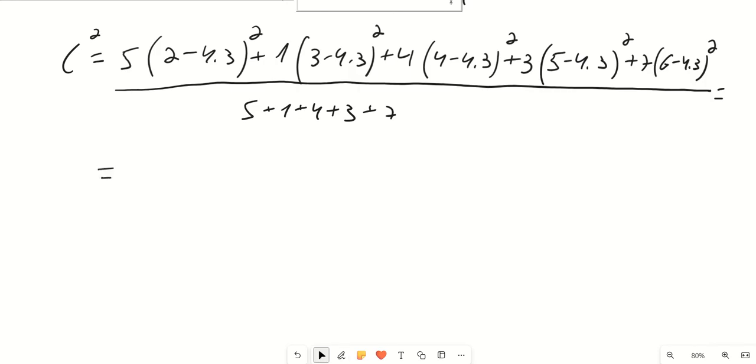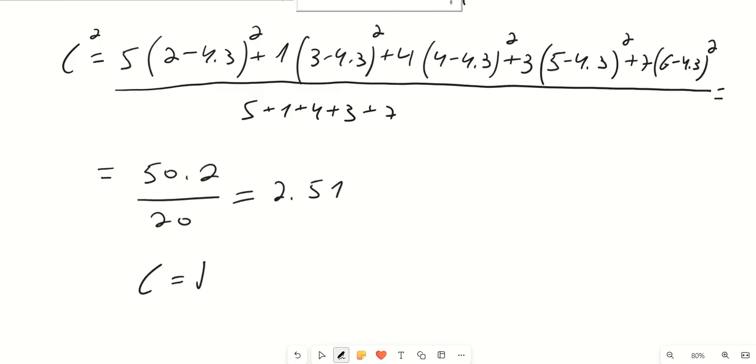So I'm using the calculator to calculate this term, and I get here that sigma squared equals 50.2 over 20, which is 2.51, and then I need to take the square root. So sigma is the square root of 2.51, which is 1.58. This is the answer to B.